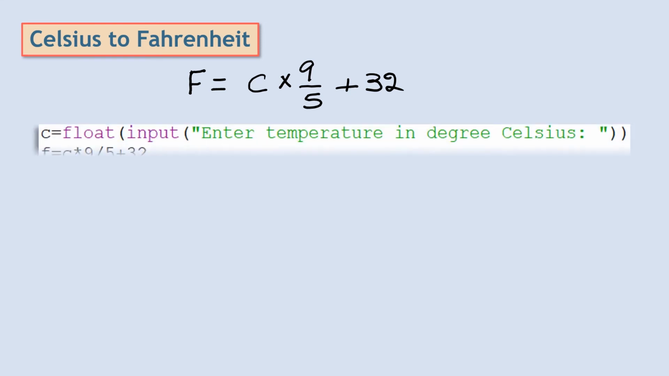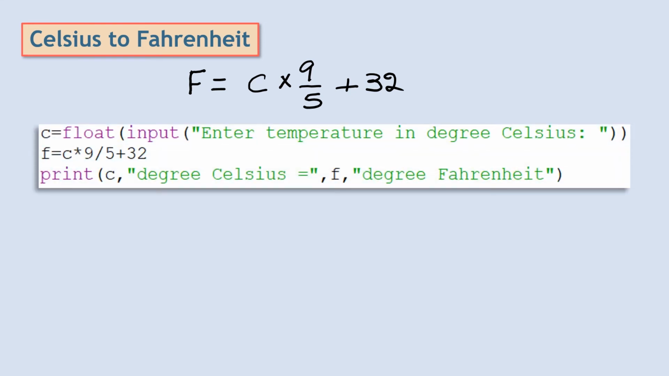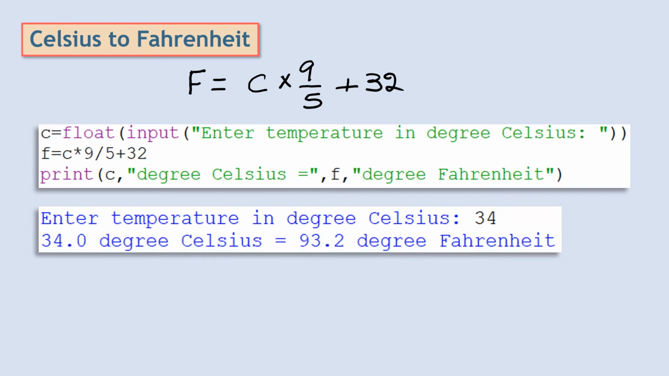Let us now see a program to convert temperature from Celsius to Fahrenheit scale. We assume that temperature in Celsius can be of float type. The formula for conversion is F = C * 9 / 5 + 32. Here is the code. Try to understand this code. And here is the sample output.